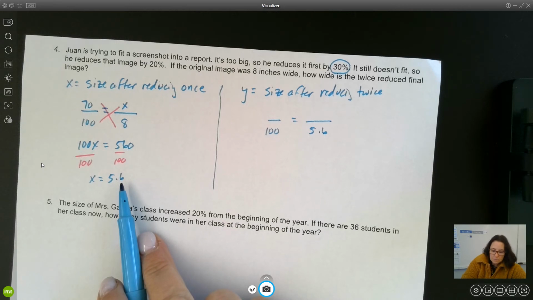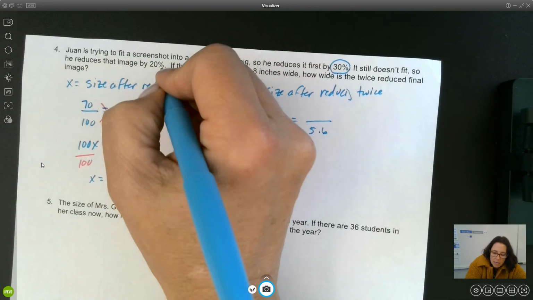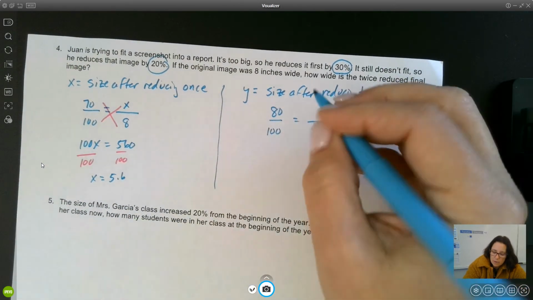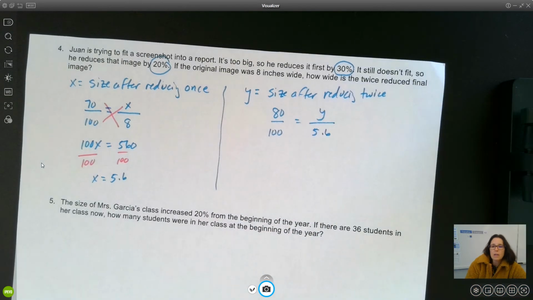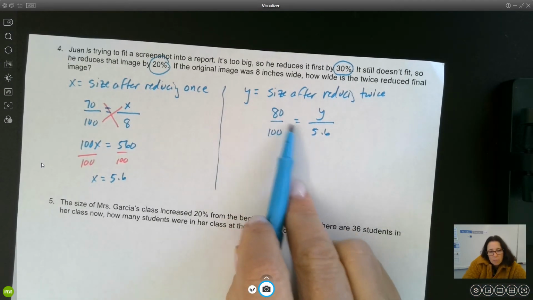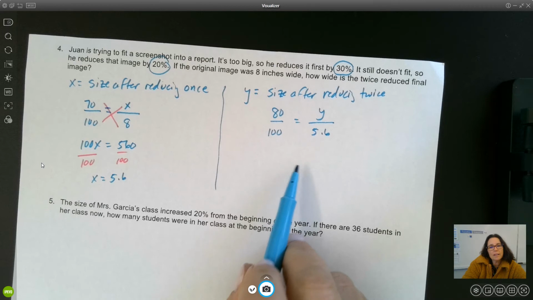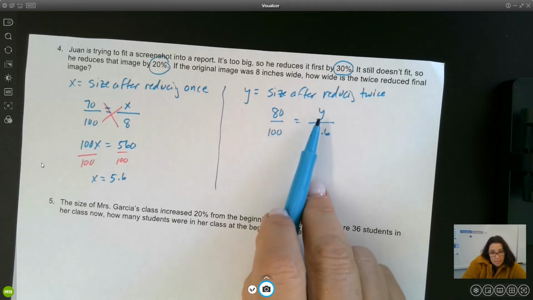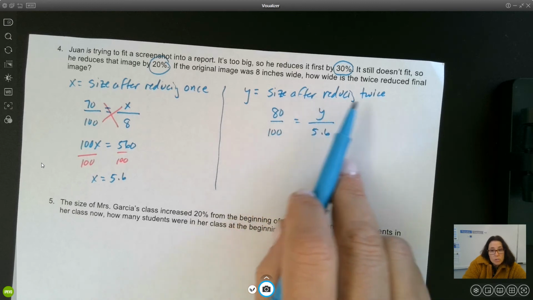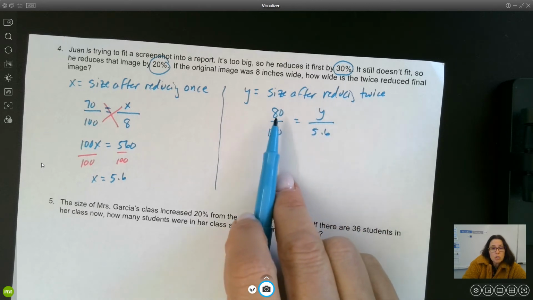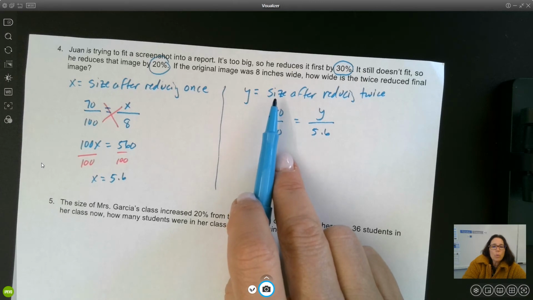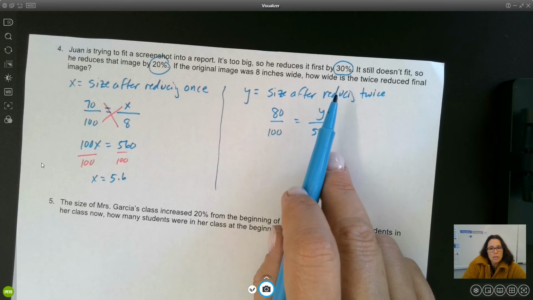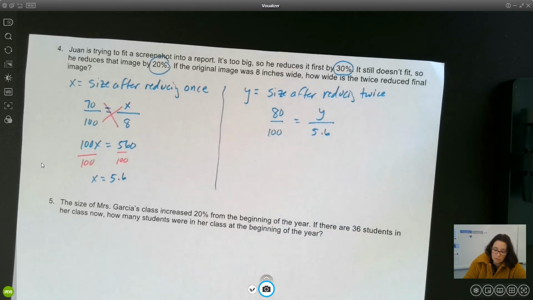Okay, now if I'm reducing by 20%, aren't I looking for 80%? Okay, if you put 20 in here, that's okay, but you're going to have to subtract off your answer at the end because my y is the size after reducing twice. If you put 20 in here, your y would be how much the reduction is, and you'd have to subtract it. Okay, so be very careful on that.